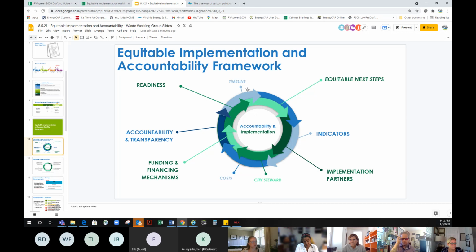And then what's in small print, the timeline and the costs and the city steward, those are things that our office will be working with other departments to help build out, to align with budgets and align with other goals. Think a little more intently about costs and budgets and which department might be the best to be the representative city steward for each strategy. So those are going to be done in-house, but these other ones in larger font are the ones we're asking you to help us think through.